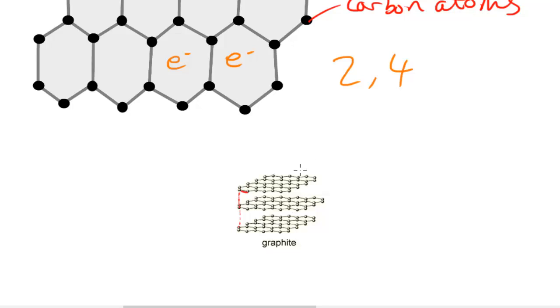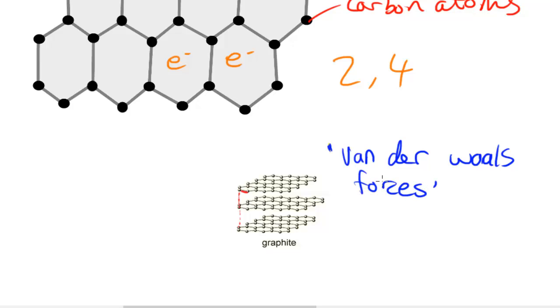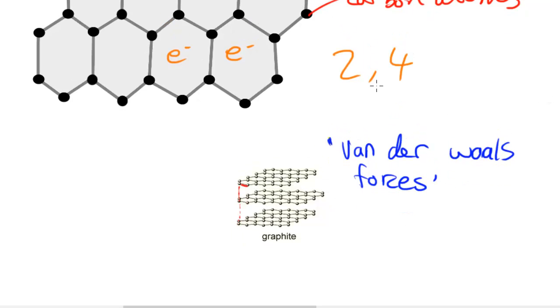What is acting between these layers is a type of intermolecular force known as van der Waals forces. This is a really common type of intermolecular force, and I will be making a video about van der Waals forces when I'm talking about the different kinds of intermolecular forces.